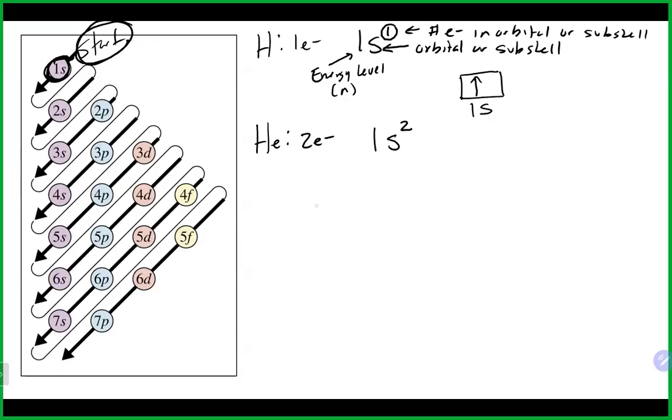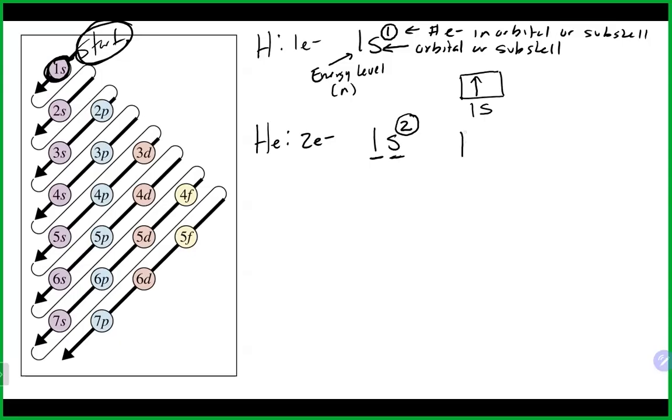Again, what this is telling me is that on the first energy level, in an s orbital, I now have 2 electrons hanging out. You can think of it like we were talking about, maybe like a hotel. The n level is the floor, the s is like the room, and how many people are in there is the electrons.